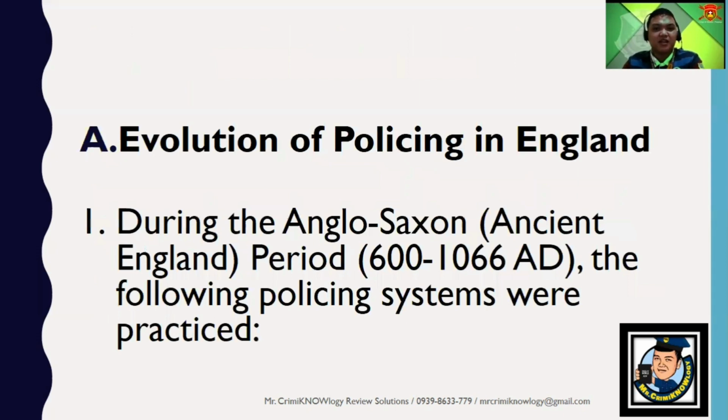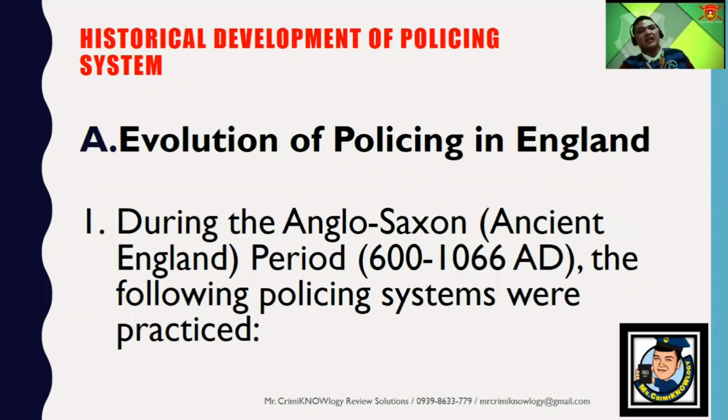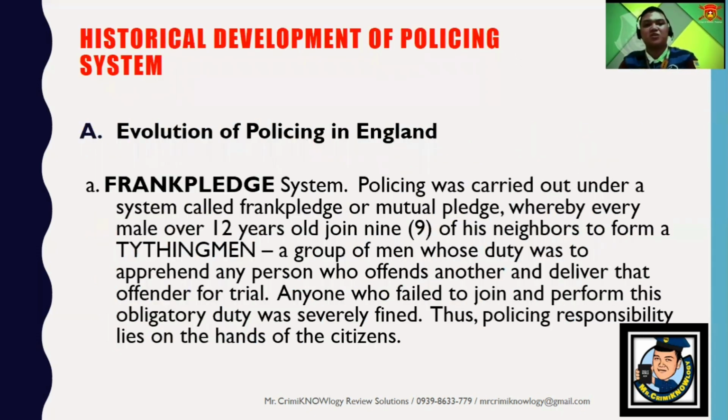Now we have the evolution of policing in England. During the Anglo-Saxon, ancient England period, 600 to 1066 AD, the following policing systems were practiced. Number one, we have what we call the frankpledge system.